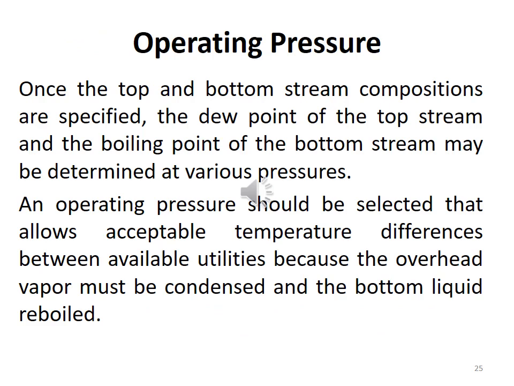After specifying the top and bottom stream composition, the dew point of the top stream and the boiling point of the bottom stream may be determined using different amounts of pressures. An operating pressure should be selected that allows acceptable temperature differences between available utilities, because an overhead vapor must be condensed and a bottom liquid must be reboiled.